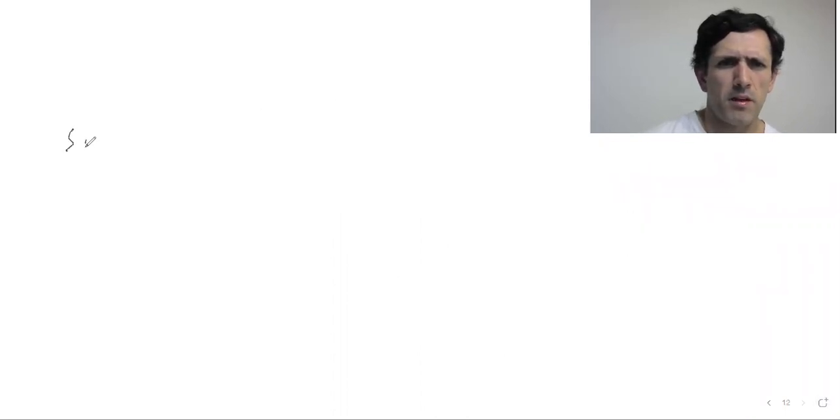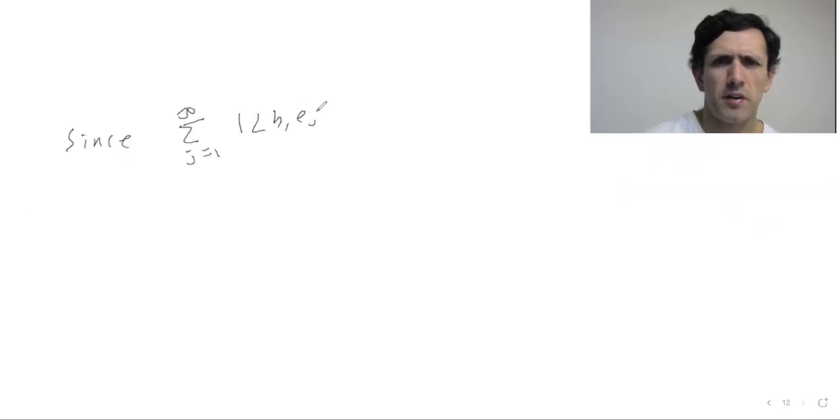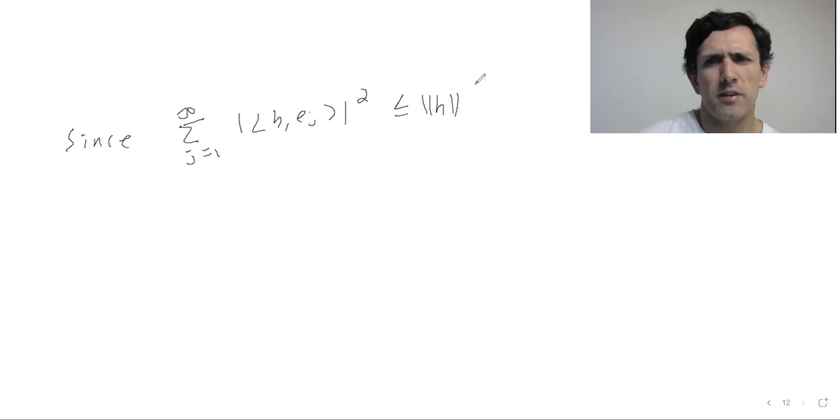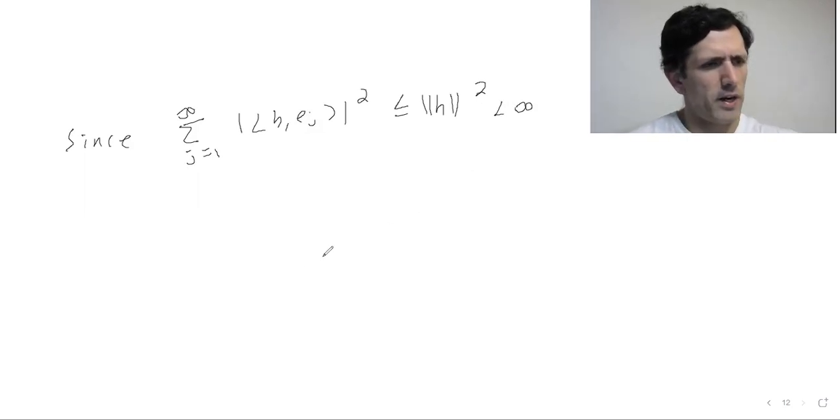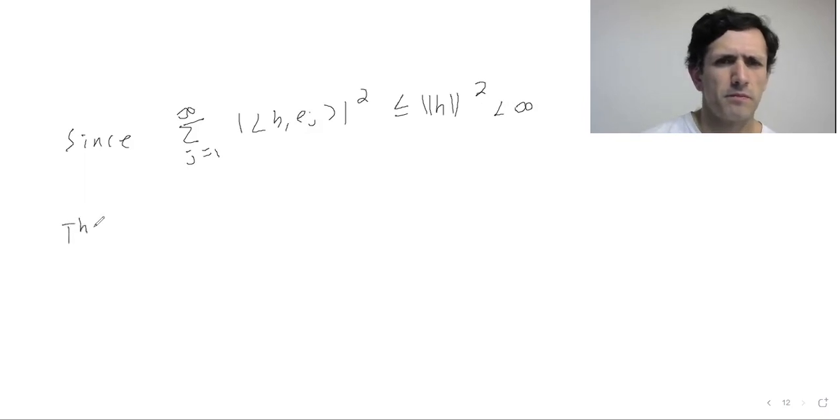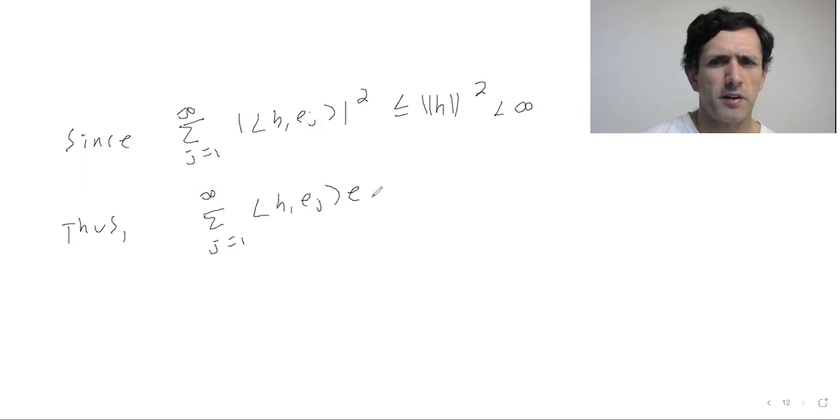because, well, in particular, this sum here, the modulus squared of <h, e_j>, converges. I don't even care that it's less than or equal to the norm of h squared. I just care that it converges. Obviously, this is not infinity. Okay, right, so that means that we have that this defines something in my Hilbert space. And convergence is in my Hilbert space.